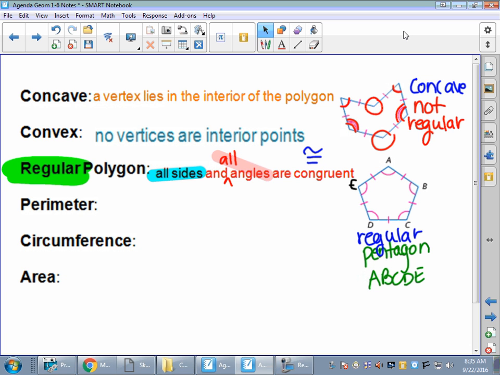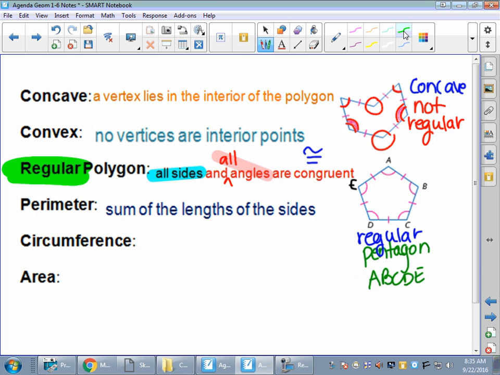Perimeter, hopefully you know perimeter, is the sum of the sides of a polygon. And of course, what does sum tell you? What mathematical operation will you use? We're going to add, right? There's formulas you can use for perimeter, but who needs them? If you can just add up all the sides, you're good to go.